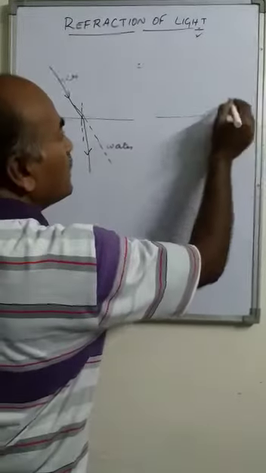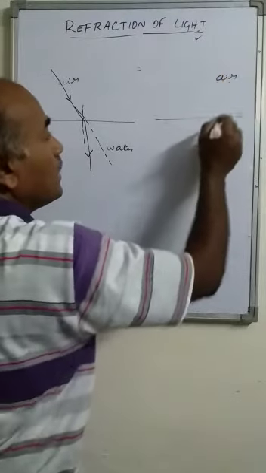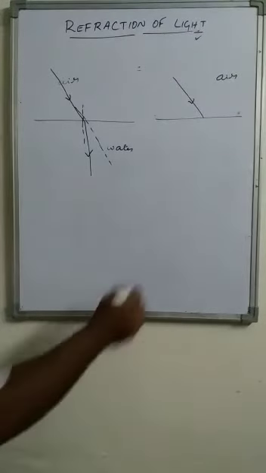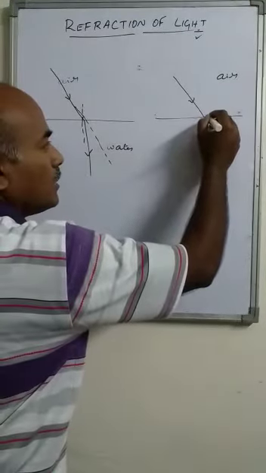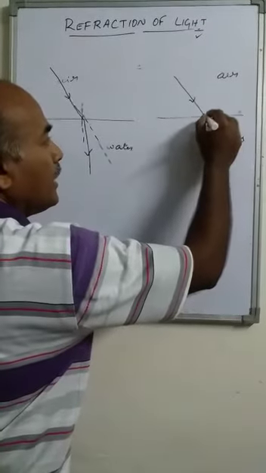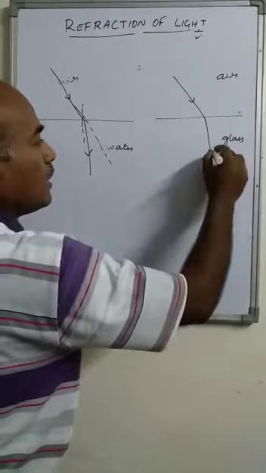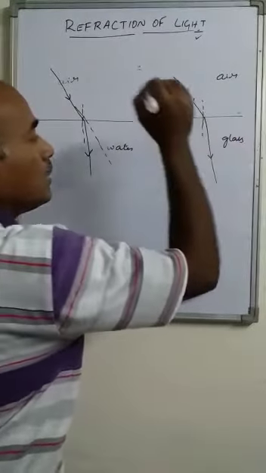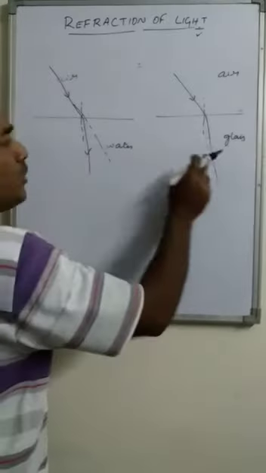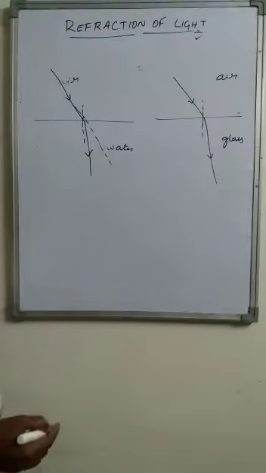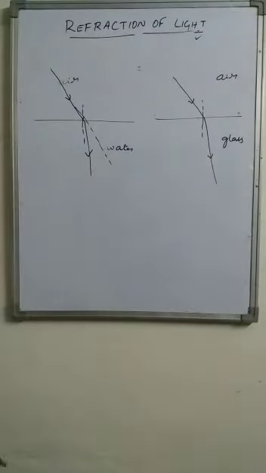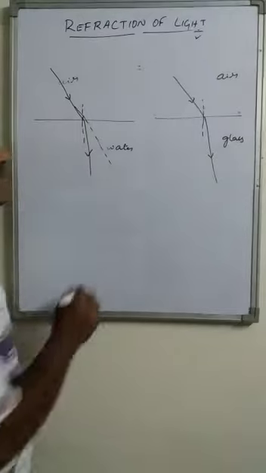Here if we take, this is air, light enters obliquely, then it enters into another medium, suppose it is glass, and it deviates. On entering from one medium, definitely it changes, so we are showing the change in the path of light. So in both the cases, refraction takes place.